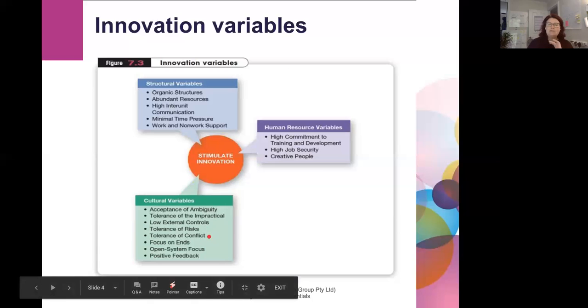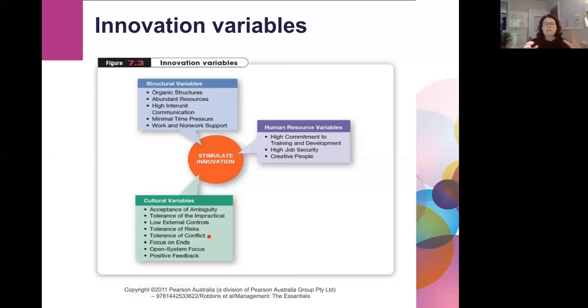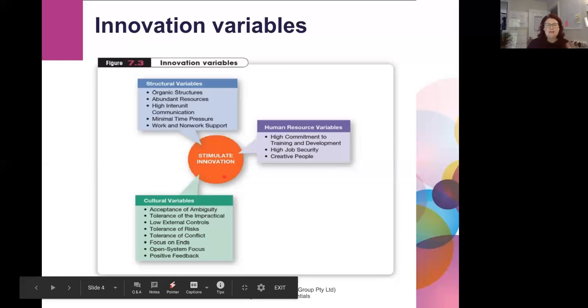And so being able to disagree and still get along, being able to see things that might be at odds with each other. So this procedure or this way of doing things in the organization is in conflict with this. Okay, let's work it out. So that tolerance and ability to manage and navigate conflict is a good contributor to being able to be innovative in an organization.